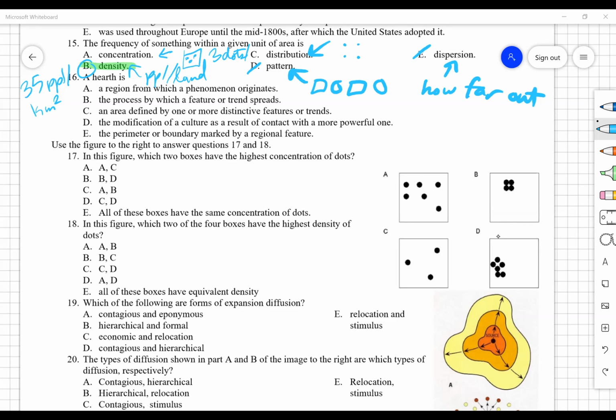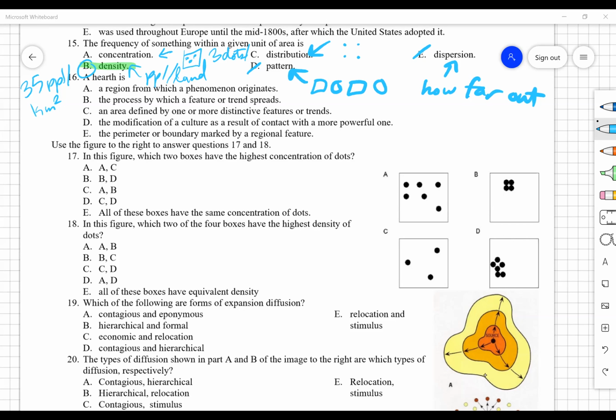I'm not going to talk through this one because even if you don't know the definition of hearth, you should be able to kind of think through it. Because if you look at the word hearth, you're going to see the word heart inside of it. And the heart is the central place of something, right? So I told you I wouldn't talk through it, but now I kind of am.